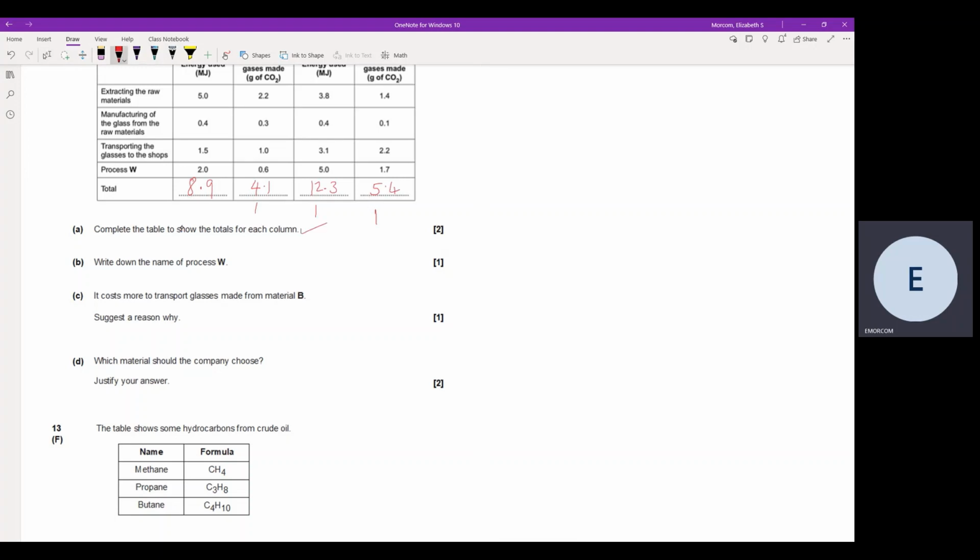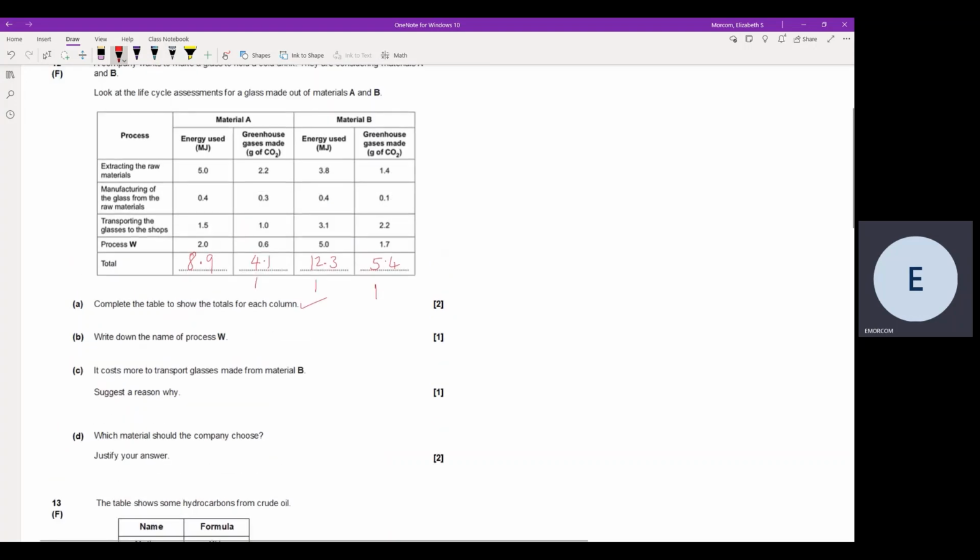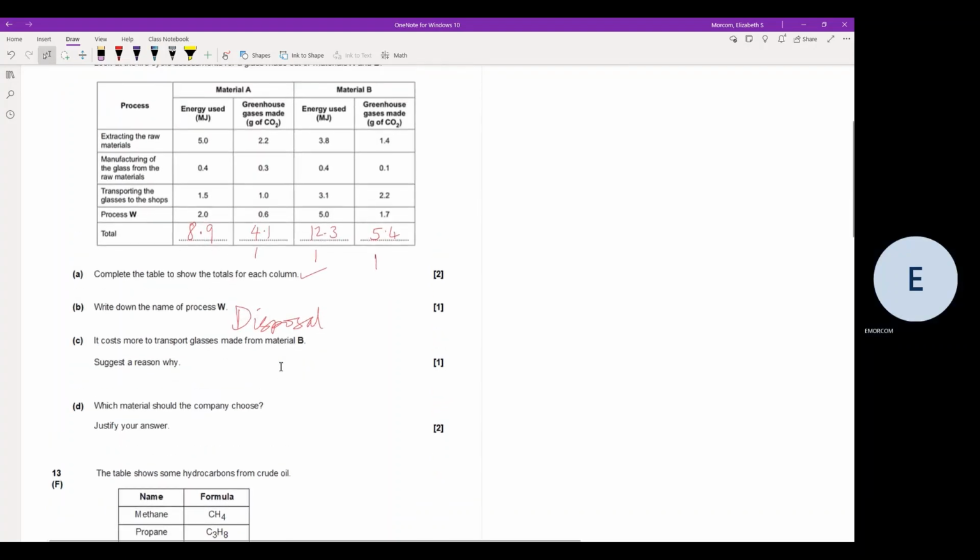Well, process W is going to be the one that the company is able to measure. There are two processes that are missing at the moment from the life cycle assessment, and that's the product's use and the product's disposal. Now, a company has no control over the impact of a product's use. That's down to the consumer. So this one that they can measure must be the disposal, because they know how it's going to be disposed of, what materials, what processes it's going to undergo.